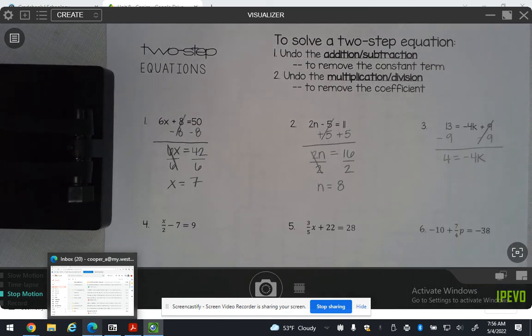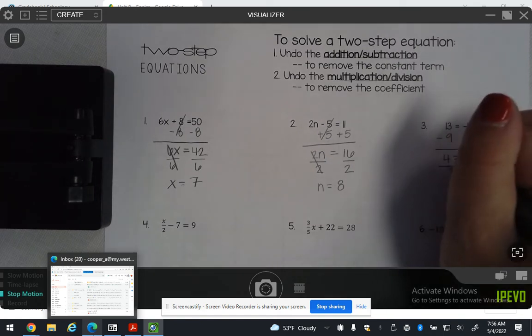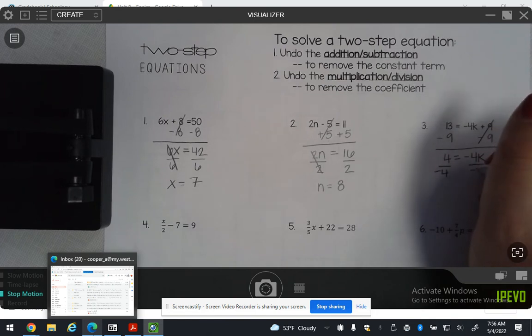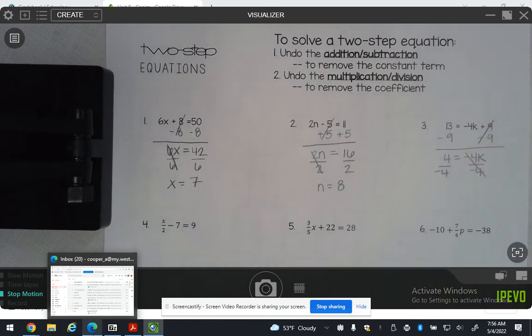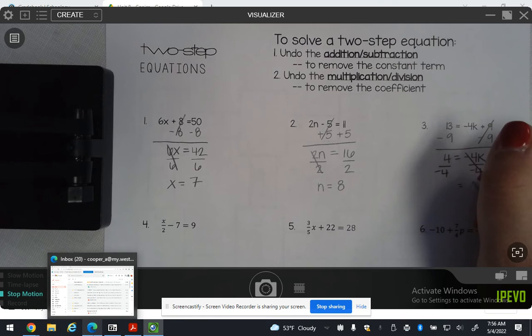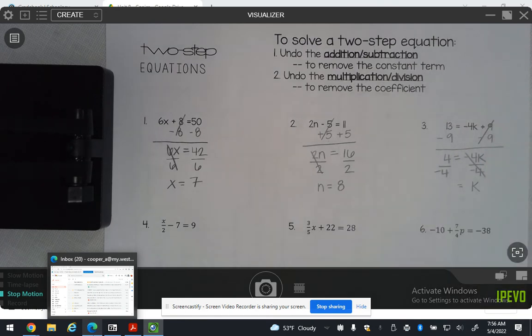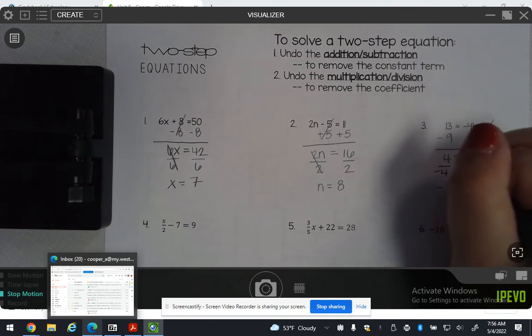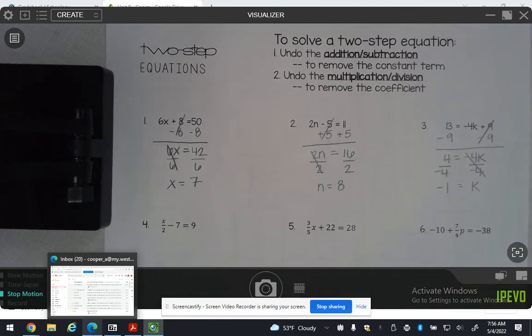What is still attached to the K? Negative 4. How do I get that negative 4 off the K? Divide by negative 4 on both sides. So those cancel. Oh, careful. It is negative 1. Don't try to do too much without looking at what you are doing. Don't make a simple mistake like that. Okay.